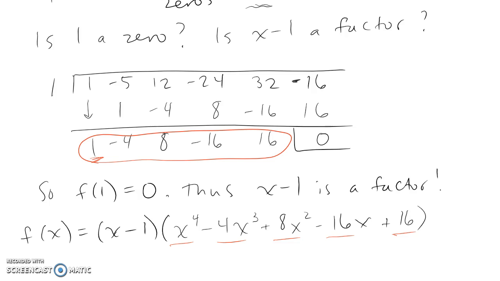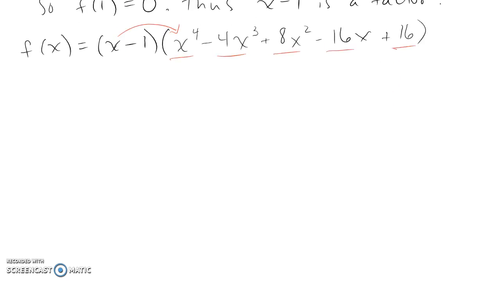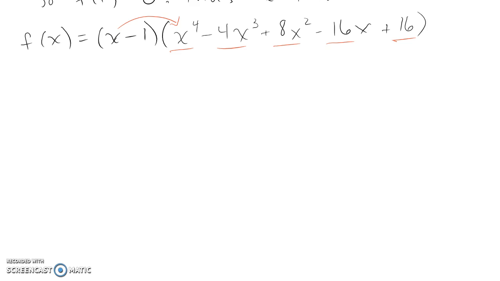And the degree goes down by 1 because if we were to distribute this x minus 1 times this other factor, the first term we would get would be x times x to the 4th, which is x to the 5th. All right. Yay! So we found one linear factor of f. That gives us a 0. Let's see if we can find some more.